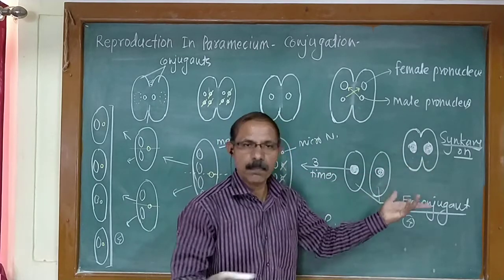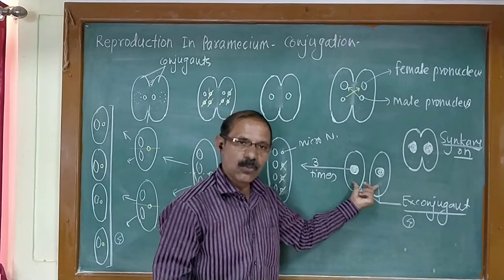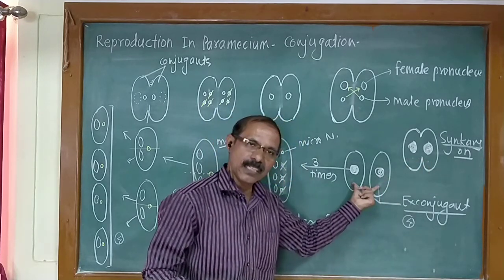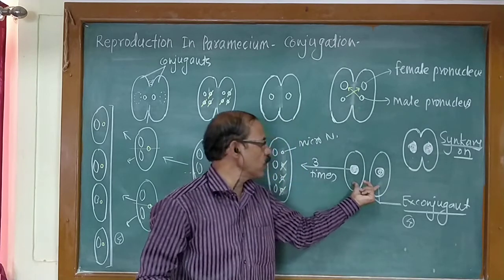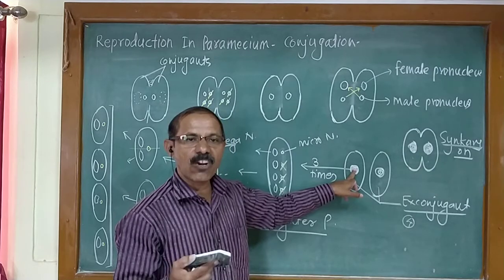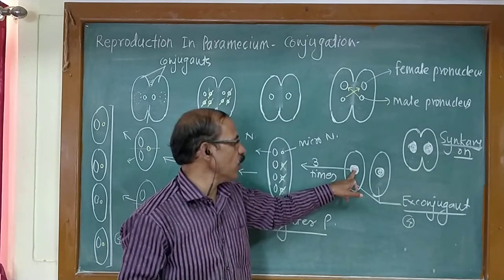Now the pair separates. Up till now they are conjugants; now that they are separated, they are called ex-conjugants. Each ex-conjugant has a single zygotic nucleus. It is a diploid nucleus, called the syncaryon.